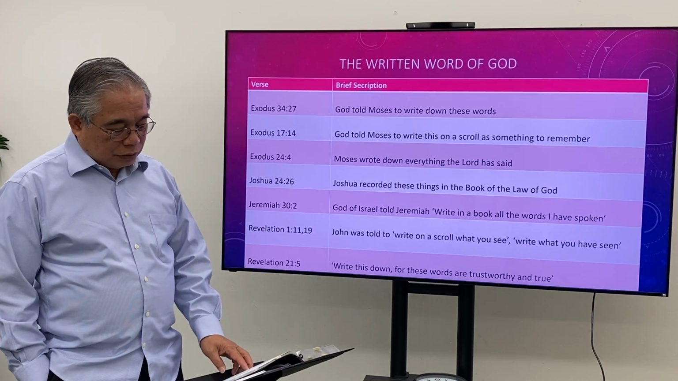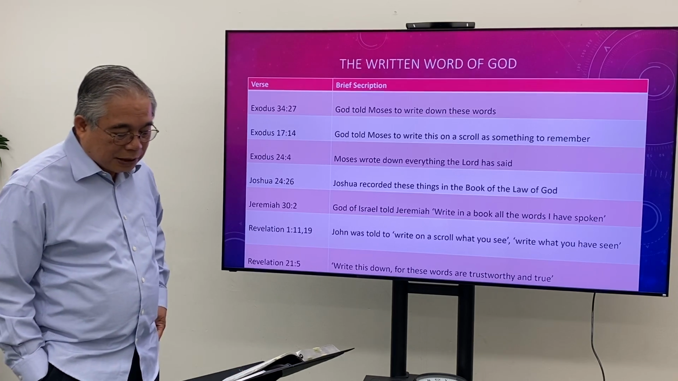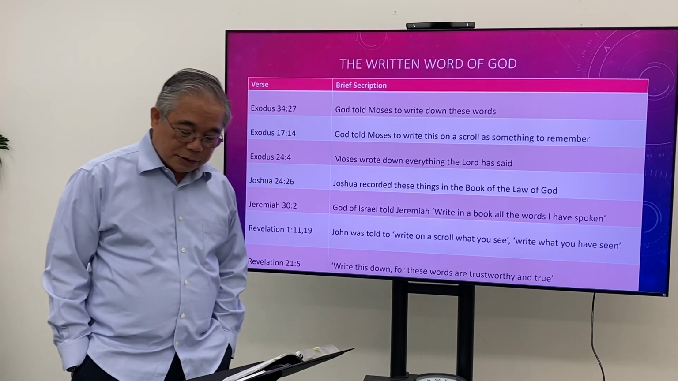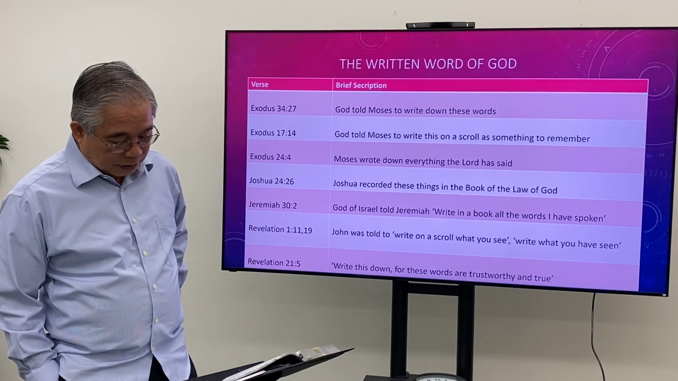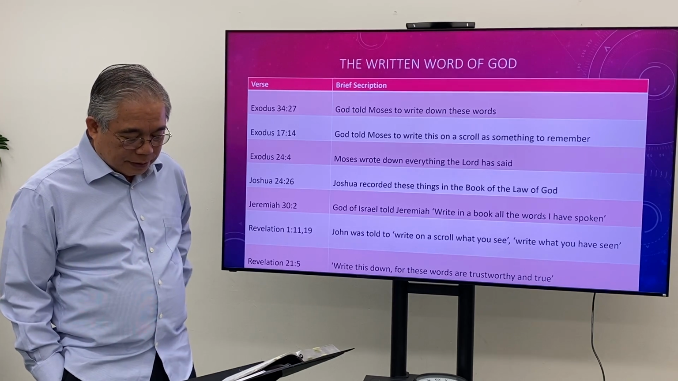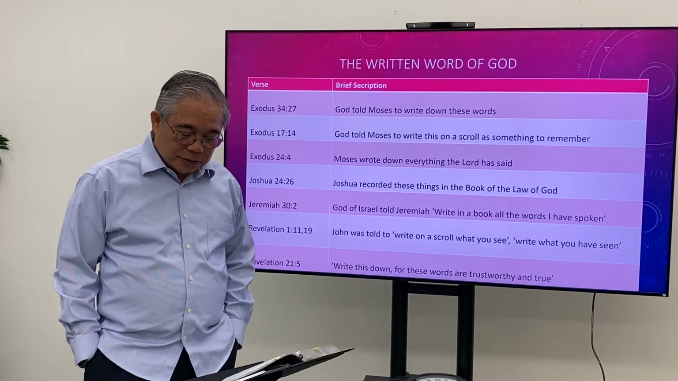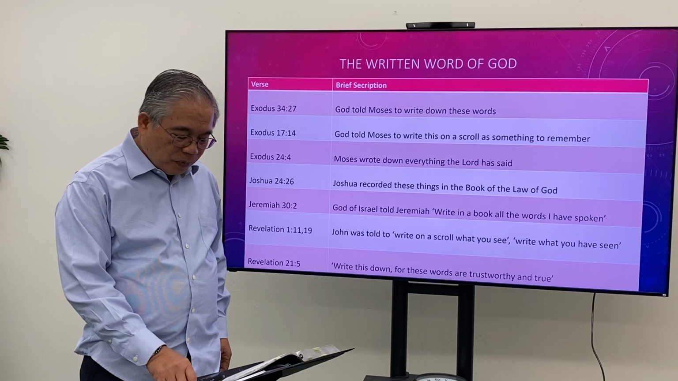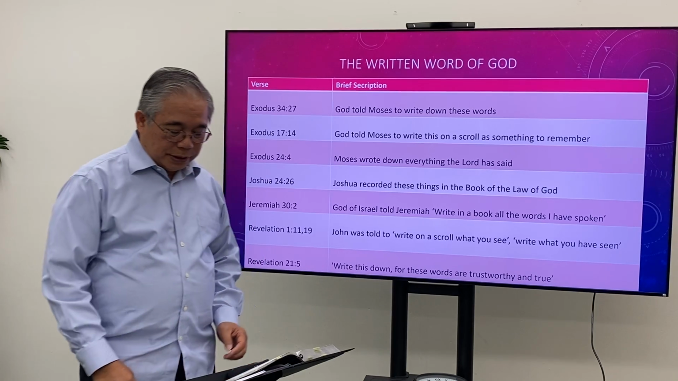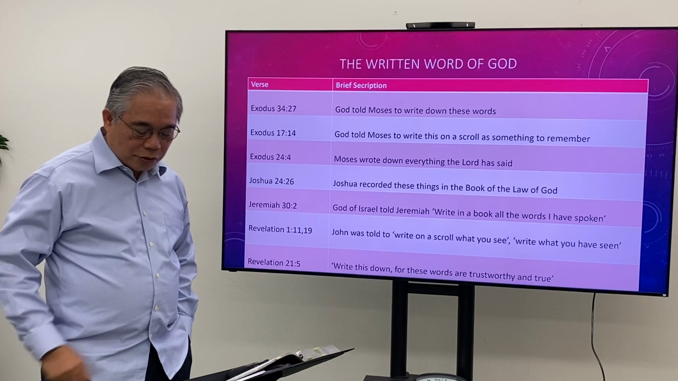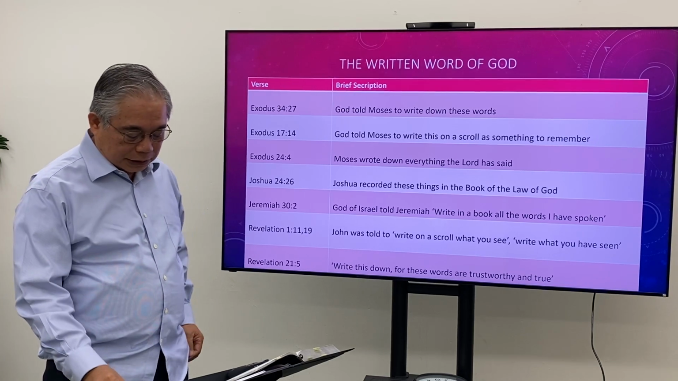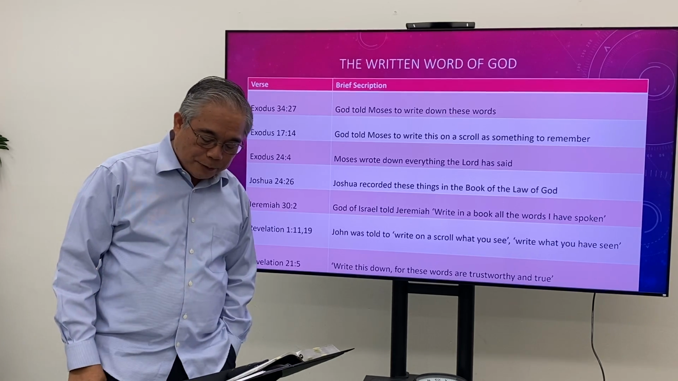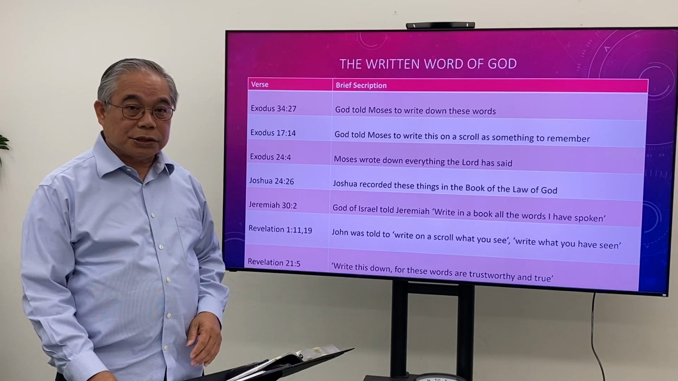And we go down to the book of Revelation, where John was told to write on a scroll what you see. Write what you have seen. And Revelation 21:5, write this down, he said, for these words are trustworthy and true. So the question is, why would the Lord have Moses and other authors write down these words as opposed to having them recite them in front of the people? What is the obvious advantage of the written word?